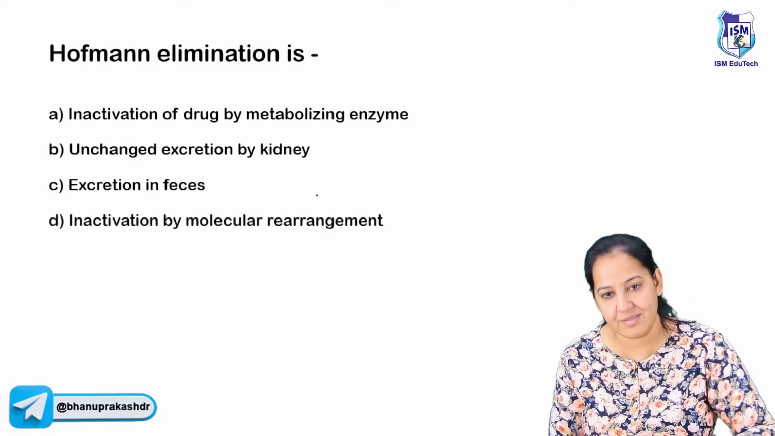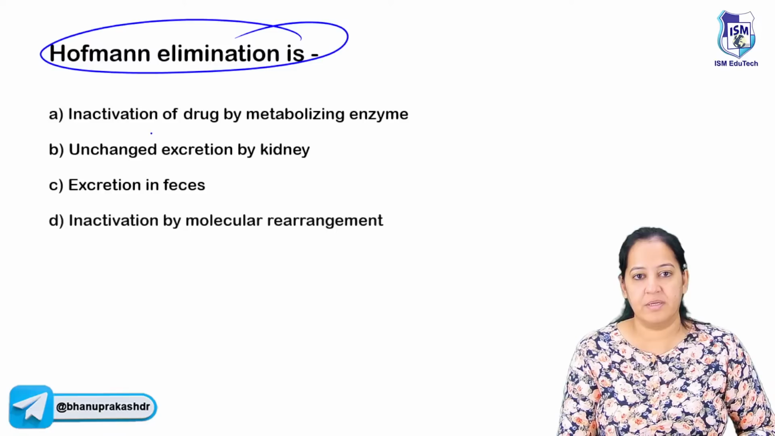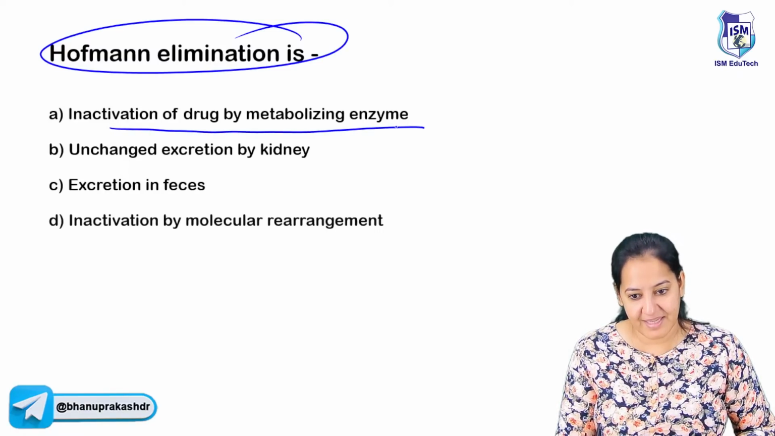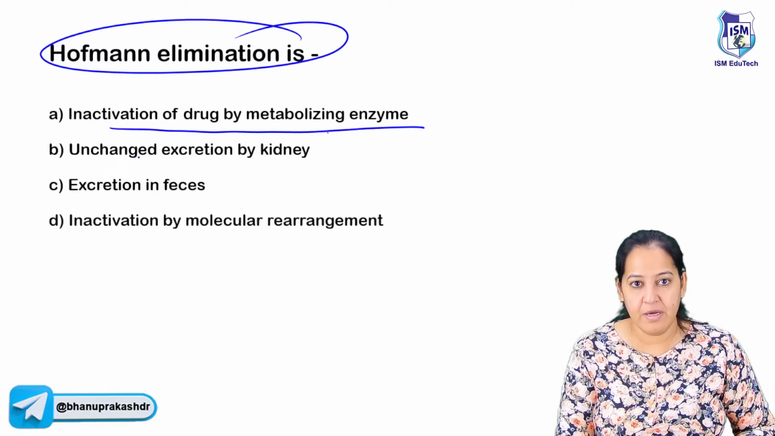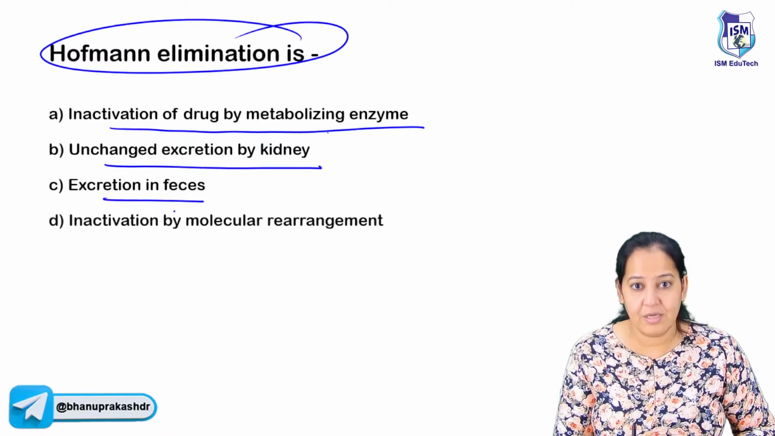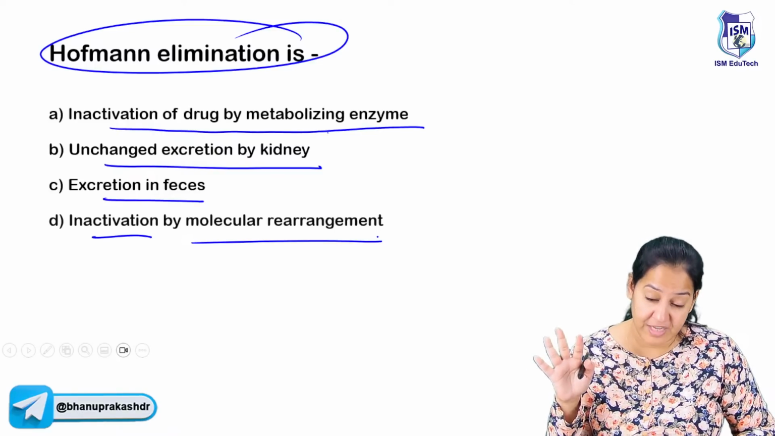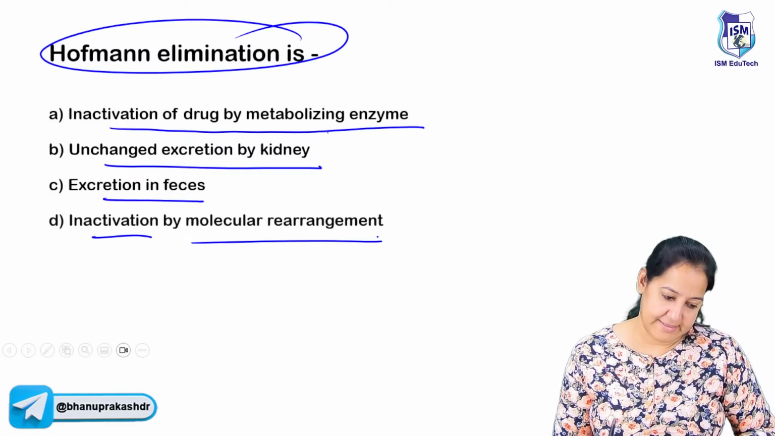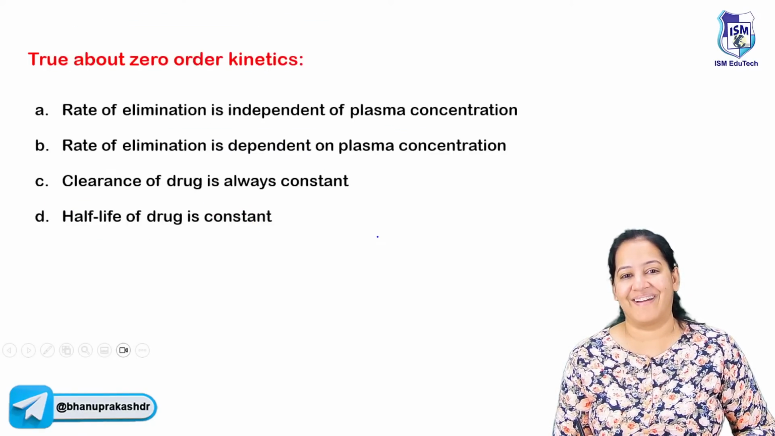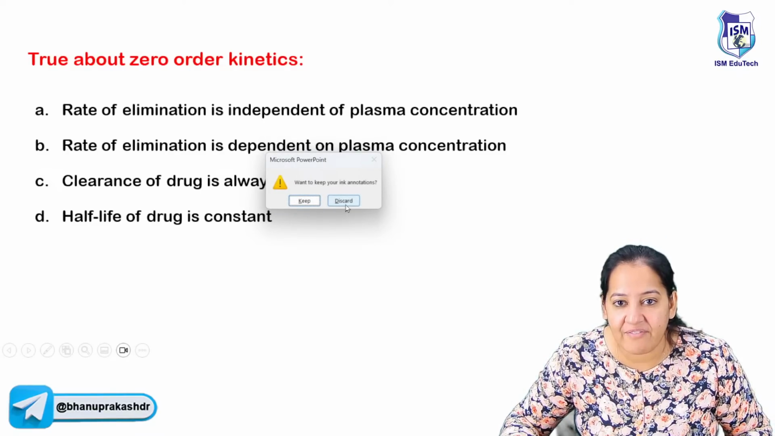Read the question, tell me the answer. What is Hoffman's elimination? Is it inactivation of the drug by metabolizing enzyme, or is it unchanged excreted by the kidney, or is it excretion in the feces, or is it inactivation just by doing molecular rearrangement without taking the help of the enzyme? Yes, the correct answer is D, and you all are right. Got it? How many of you got it?